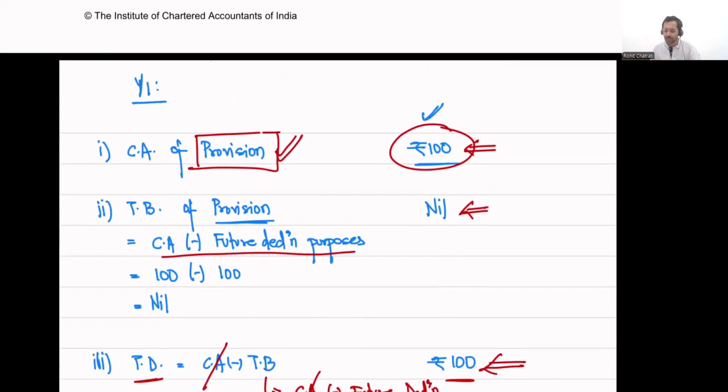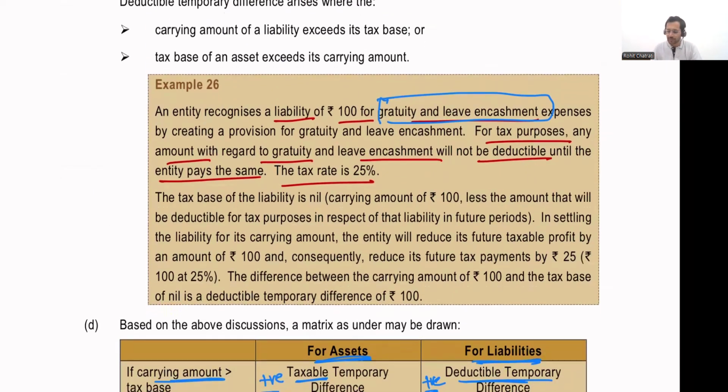So that is with regards to example number 26. Let us quickly go through the institute solution. The tax base of the liability is zero. Carrying amount of 100 less amount that will be deductible in future is basically equal to zero. 100 minus 100 is equal to zero.